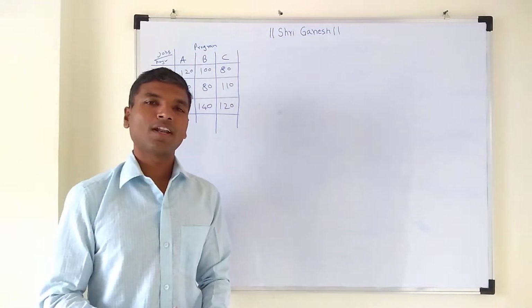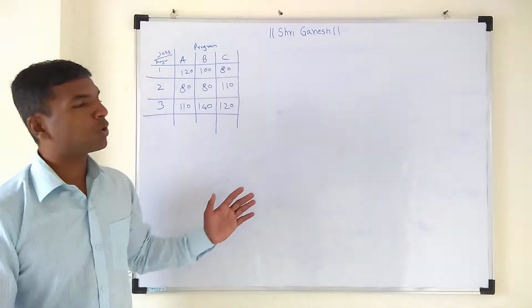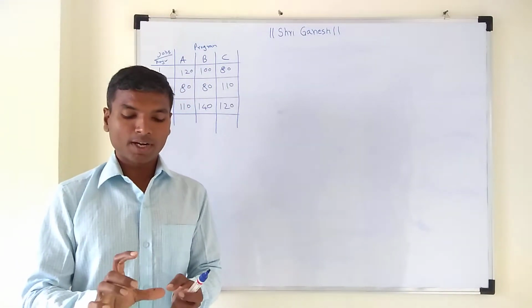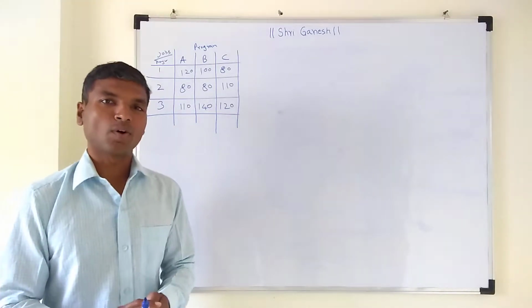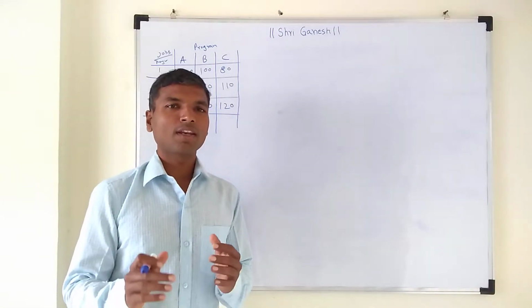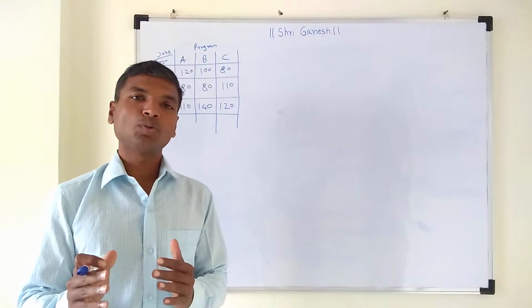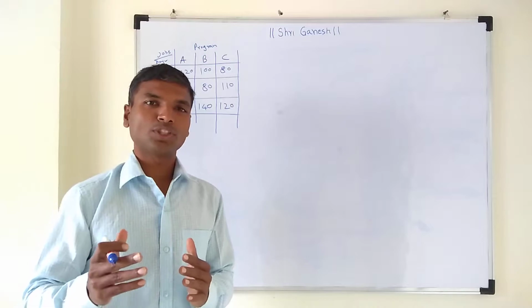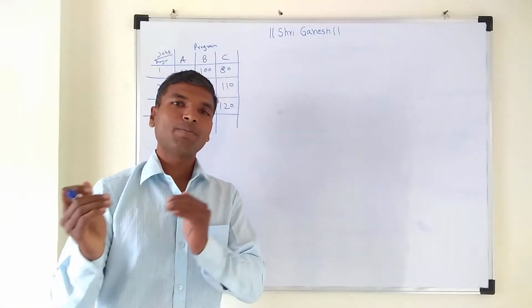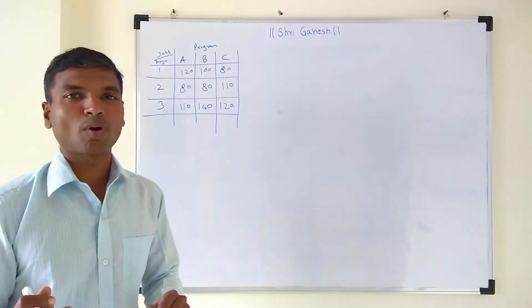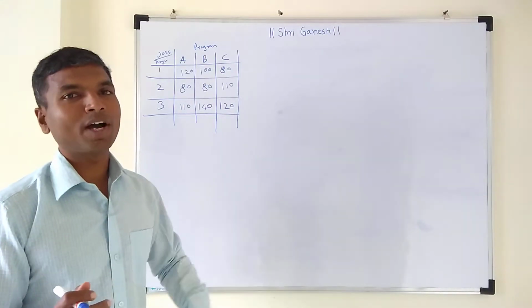Today we are going to learn how to solve the assignment problem with the help of the Hungarian method to minimize the cost. In an assignment problem, normally we have to assign jobs to the best resources, or the best resources to the jobs, to minimize the cost. So this is a minimization problem and we are solving it with the help of the Hungarian method.